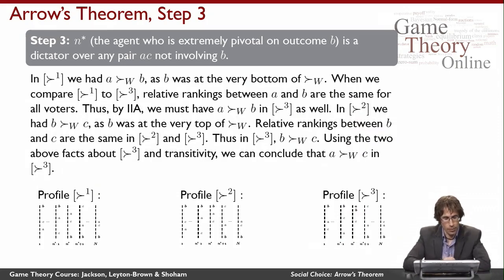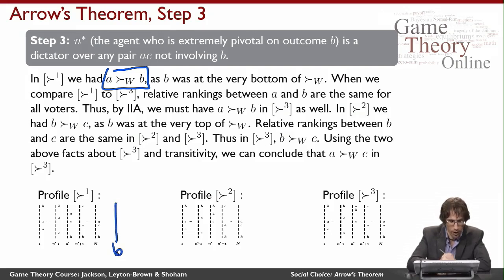Now, notice that in preference profile pref 1, we had that A was preferred socially to B, and the reason we can conclude that is that we know that B was actually at the very bottom of the social ordering, so everything was preferred to B. And so A in particular must have been preferred to B.